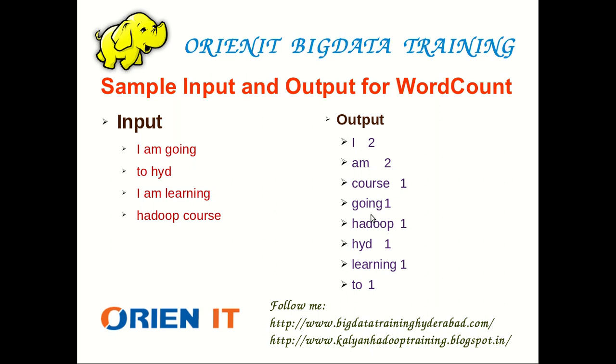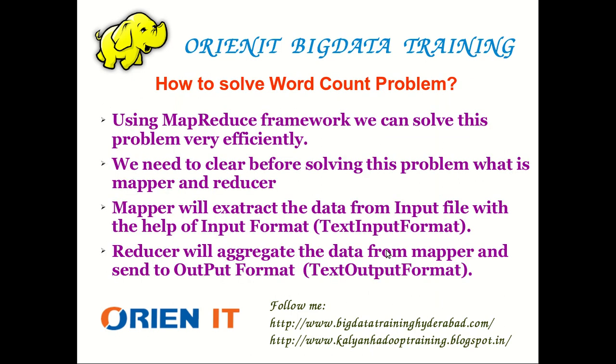We need to understand the problem: given a text file like this, what are the unique words that are there? We should be able to pick them out, and for the corresponding word, place the count of how many times it occurred. That is the word count problem. I hope you understand the problem. So now let's go to the next slide.